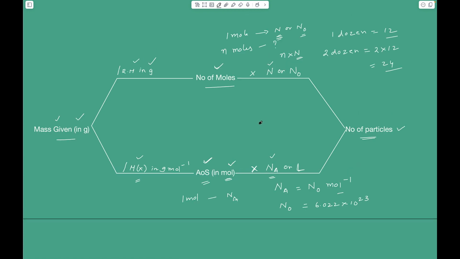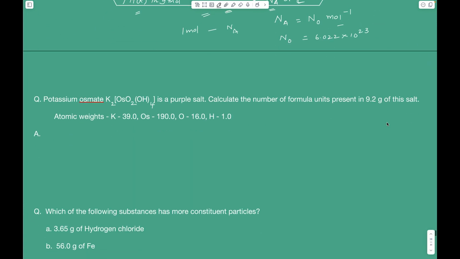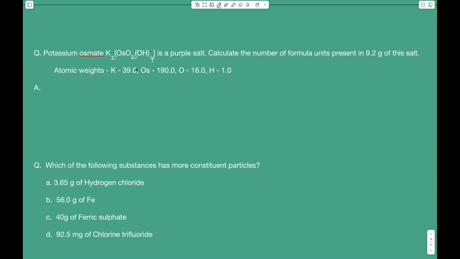Let us work out a few examples end to end. That is, given the mass of the substance, we have to calculate the number of particles. Here is a purple colored salt called potassium osmate, and this is its formula, and we are asked to calculate the number of formula units in so much of this salt. And we are given the atomic weights of all the elements present in this compound.